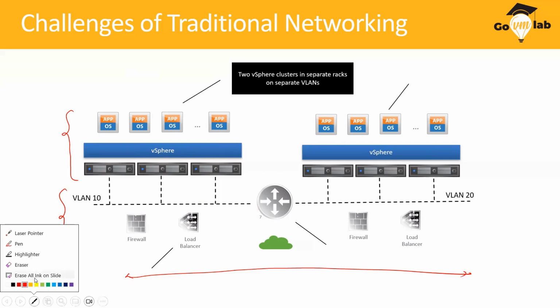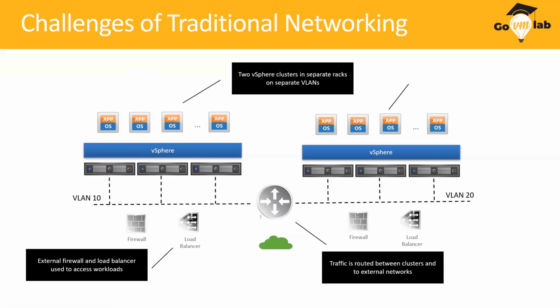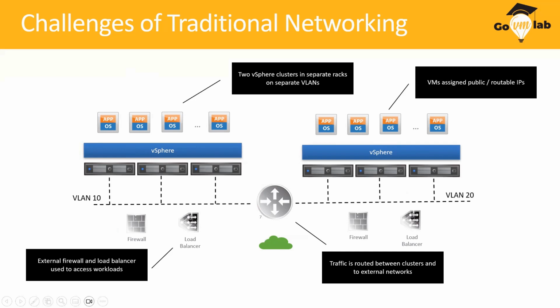So now let's try to understand the problem in this implementation. It says that an external firewall and load balancer are used to access the workload, as I said. And you have traffic which is routed between clusters and to the external network. As we have already discussed, whenever the traffic has to be routed, you require an L3 router in place, right? Another thing it says is that all of your VMs are assigned public or routable IPs. The whole idea is that all of these virtual machines have public IPs, because the whole idea of a public IP is that your external user can hit this public IP and get access to this particular server. So you know the NAT concept and all of these public IP use cases, right?